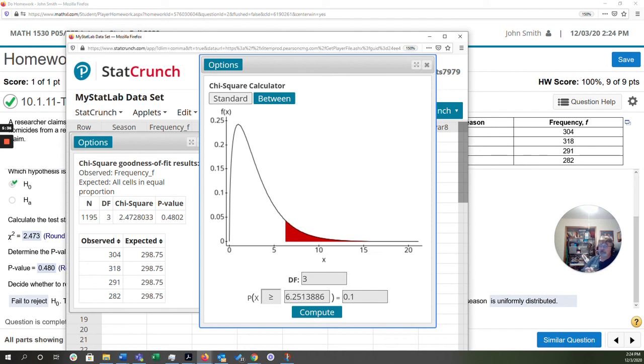We're just doing these two types of tests. Or I guess you could say it's three types of tests.